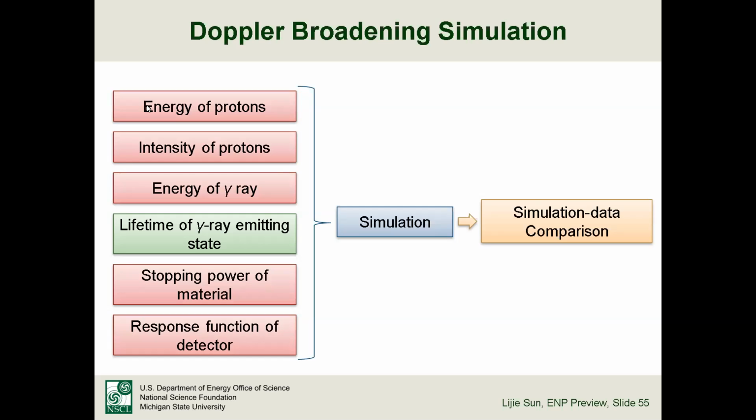So let's reverse our thinking. If 1 out of 6 inputs of the simulation is unknown, and the other 5 are known, then we can use the simulation and data comparison procedure to constrain the unknown input, which is the lifetime, for example.